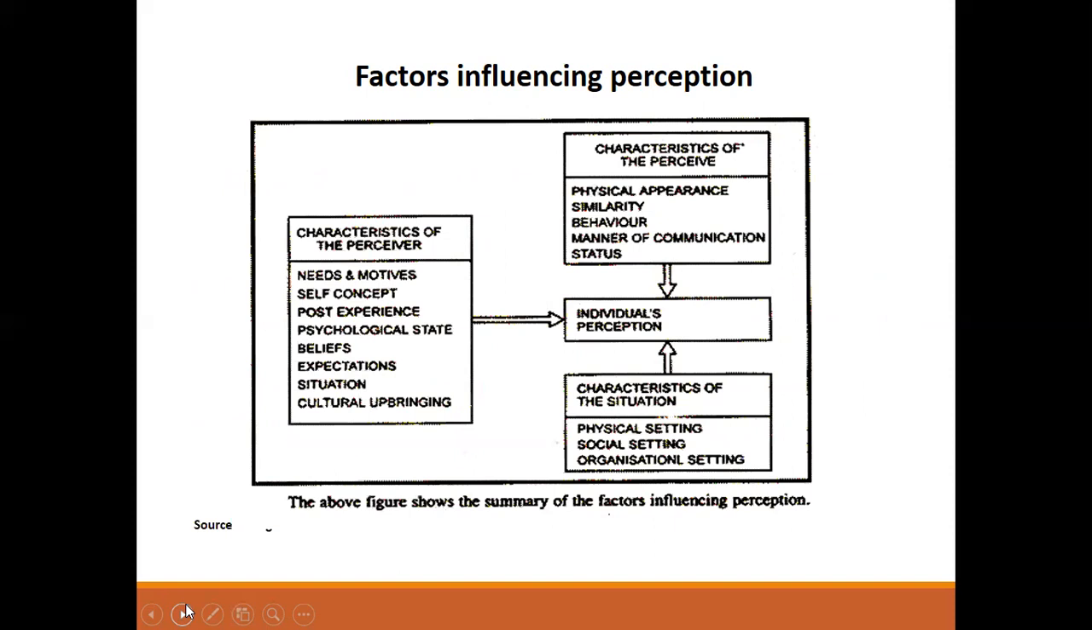So from Google, I've taken this chart. Characteristics of the perceiver: needs, motives, self-concept, past experience, psychological state, beliefs, expectation, situation, and cultural upbringing give way to an individual's perception. It is also influenced by the characteristics of the perceived and the characteristics of the situation.